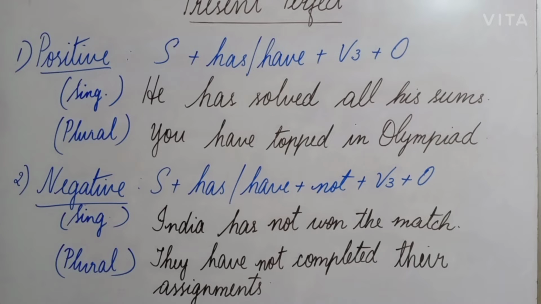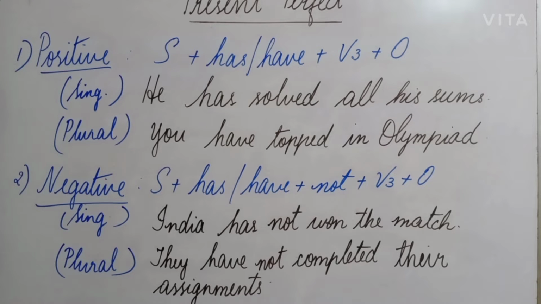We'll go with the example. The first one, India has not won the match. Here in this sentence, India is the subject and we are talking about the country India, which is a singular noun. So it has to be followed with the supporting verb has. Then comes the negative word and the verb 3 form. Win is the base form. Verb 3 will be won. That is the verb 3 form, and then comes the object.